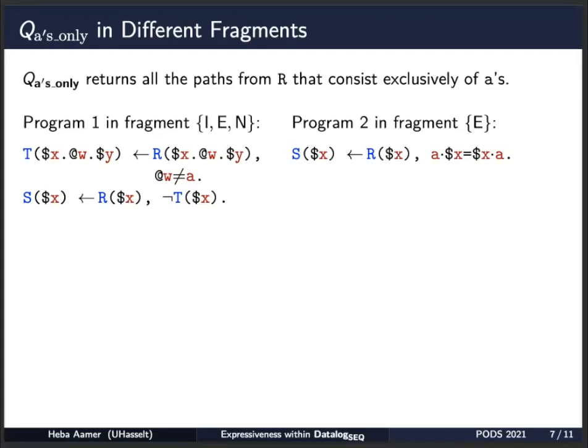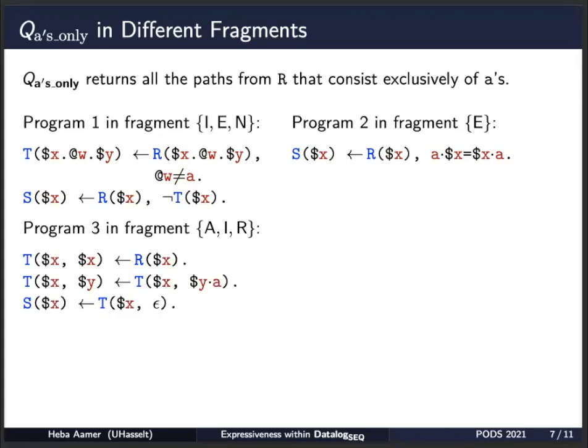And yes, this is possible by the third program, which uses arity, intermediate predicates, and recursion. So we first create two copies of the path in R and save them in T. In the second argument, we recursively eliminate the last atomic value only if it's an A. We then output only the paths which appear in the first argument of T with an empty second argument. So E doesn't seem essential, but we introduced arity and recursion instead of it. So can we do it without arity, for example?